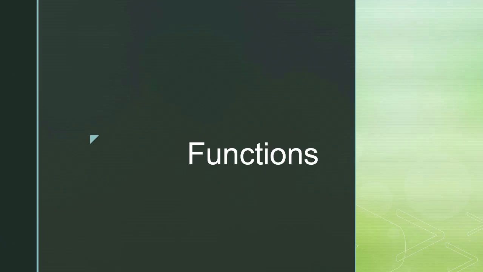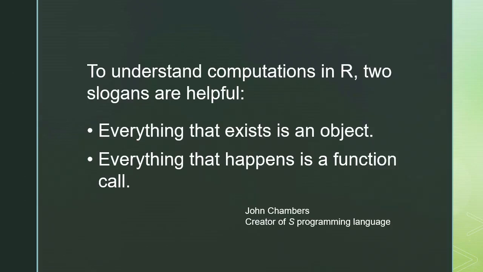We have spent some time looking at objects in R, most recently data structures. Now it's time to turn our attention to functions. Here again is the quote by John Chambers, creator of the S programming language that R was based on. To understand computations in R, two slogans are helpful. Everything that exists is an object. Everything that happens is a function call. So now we're going to look at function calls.